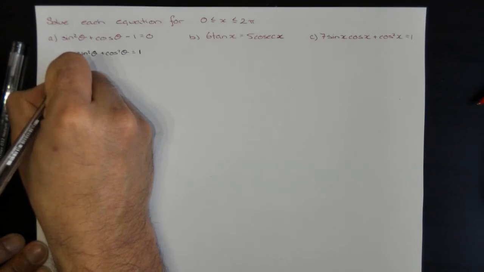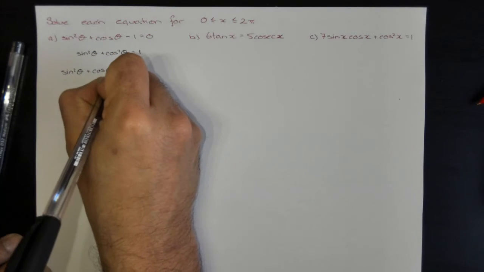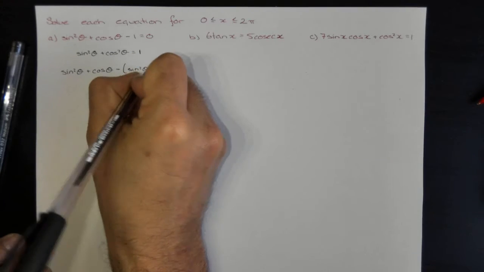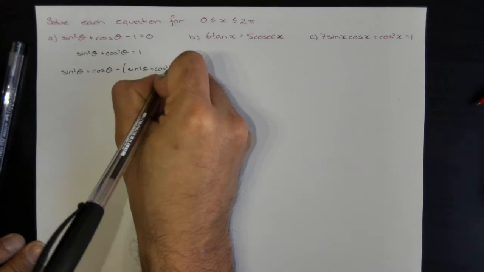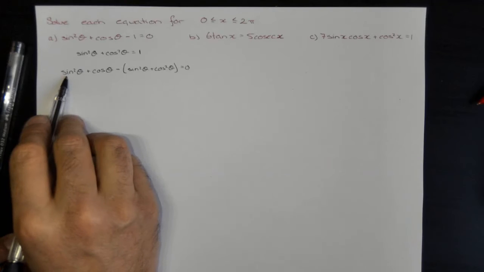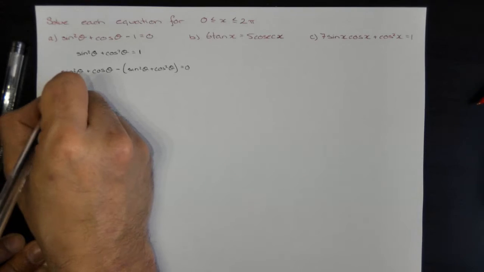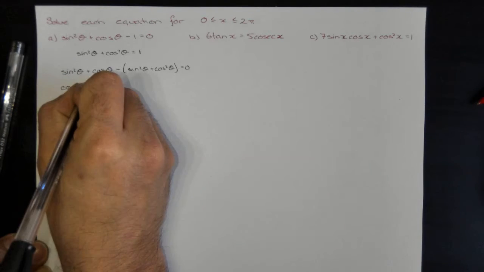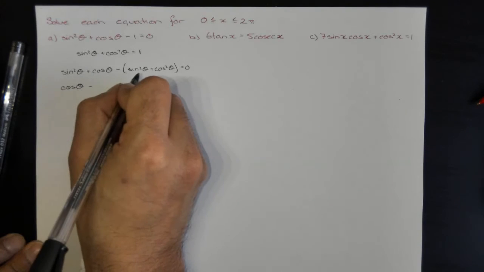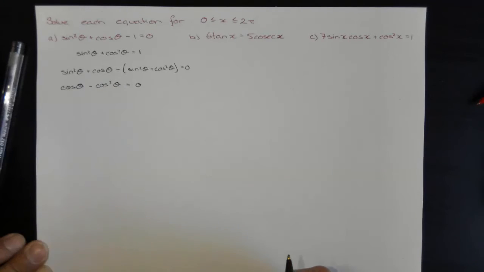So what I would get is sine squared theta plus cos theta minus this, sine squared theta plus cos squared theta. Alright, that equals 0. This is actually quite good because I've got sine squared theta, and if I expand that, it's negative sine squared, so that cancels each other out. So what I get is cos theta minus cos squared theta, and that equals 0.